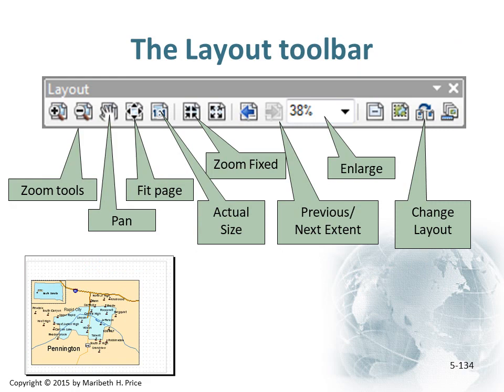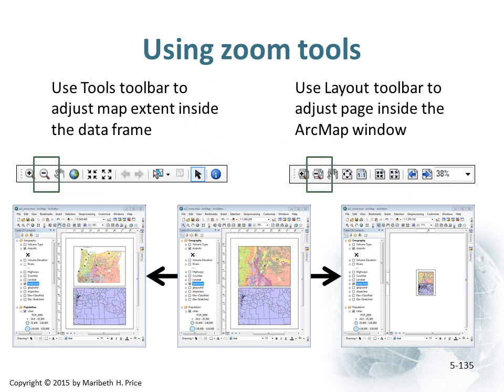Layout toolbar. You can see all the different tools and what they do. When you're in the layout view, it allows you to look at what the map product will look like, as opposed to just looking at your data.